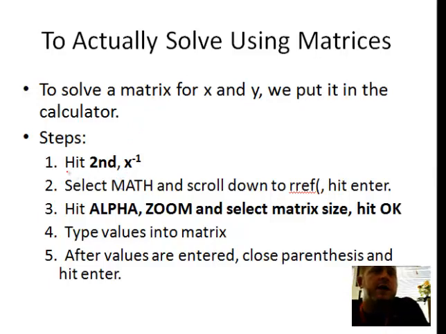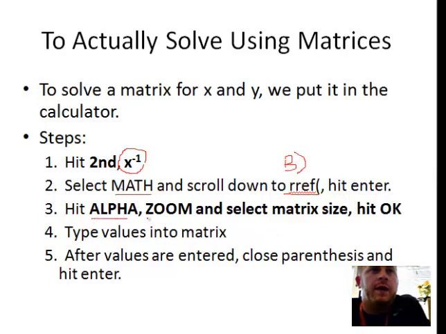The first thing you're going to do is hit the second button and then the x raised to the -1. You hit those 2 buttons, it'll show up a new screen. You'll select math and then scroll down to RREF, which I believe will have a B next to it like this. After you select RREF, you're going to hit enter. The next thing you're going to do, it'll take you out to the main screen.